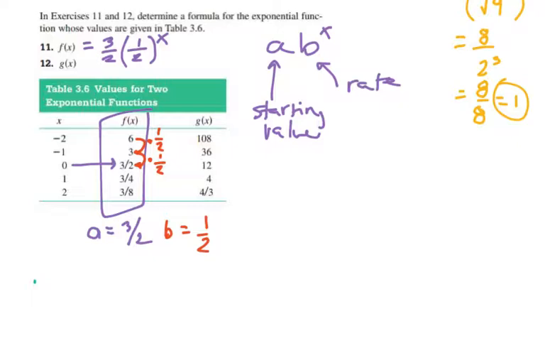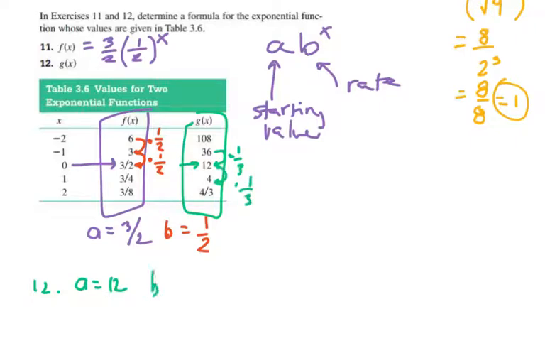Alright, then we also have number 12, which is talking about g of x, and g of x has our starting value of 12, so a is going to be 12, and then our b value, again looking from the whole numbers, we're traveling from 36 to 12, which is dividing by 3, or multiplying by a third, and then 12 to 4 is also multiplying by a third, so b is a third, which means that our equation for g of x is going to be the a value of 12, times a third in parentheses, raised to an x.